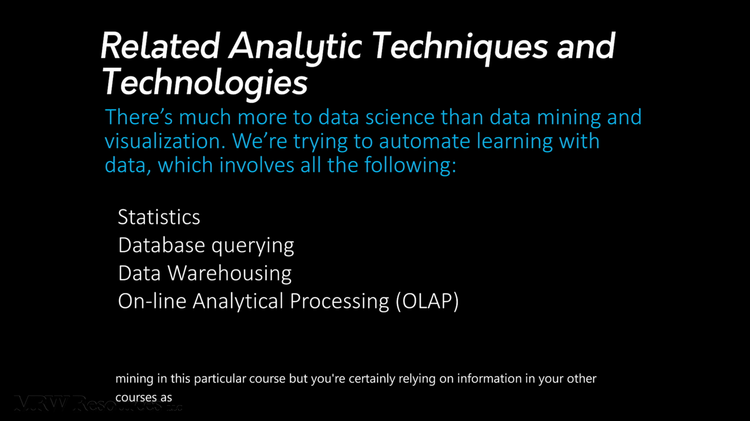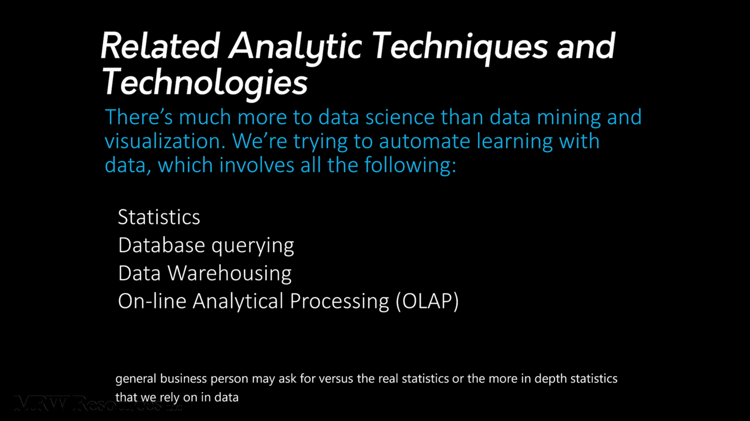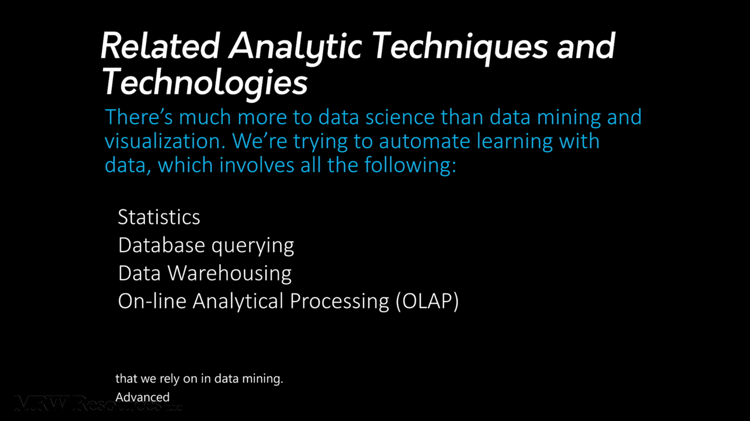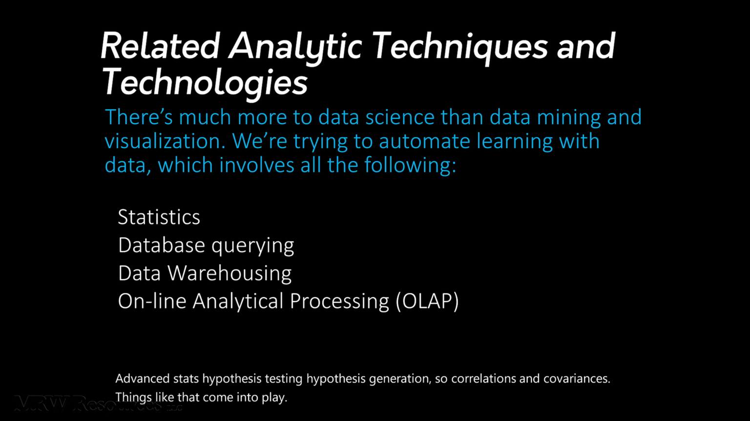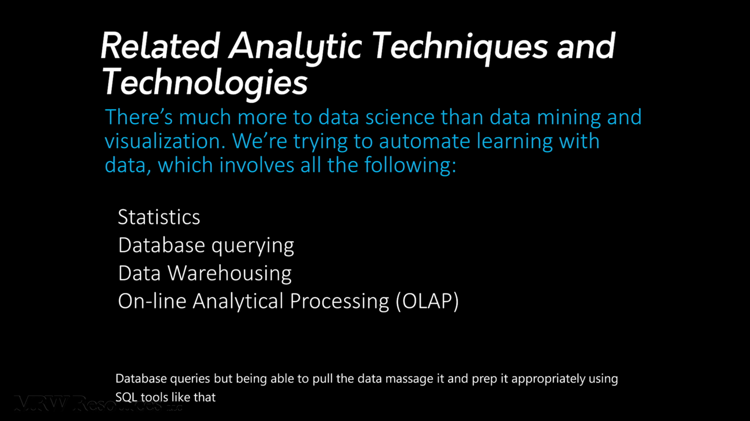Descriptive and summary statistics, these are the kind of stats that your general business person may ask for, versus the real statistics or the more in-depth statistics that we rely on in data mining. Advanced stats, hypothesis testing, hypothesis generation. So correlations and covariances, things like that come into play. Database queries, being able to pull the data, massage it, and prep it appropriately using SQL tools like that is an important additional skill set.